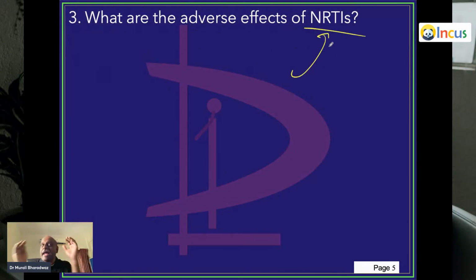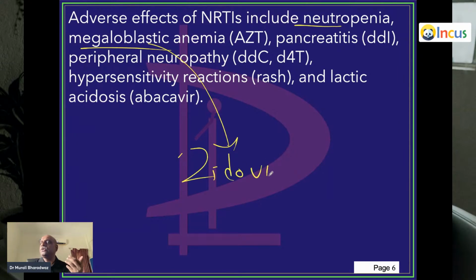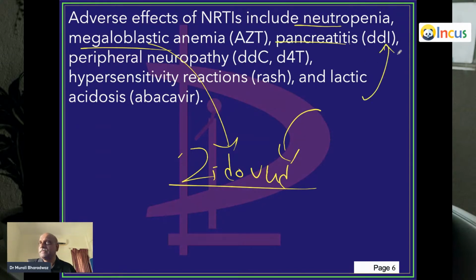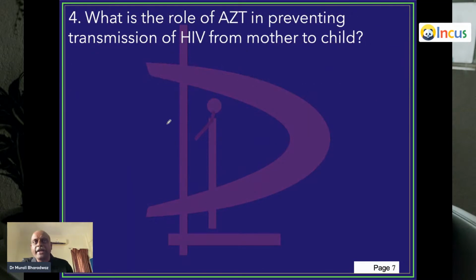What are the class-specific adverse effects of NRTIs? Neutropenia, megaloblastic anemia, especially zidovudine, is notorious to lead to development of bone marrow suppression. Pancreatitis, didanosine, peripheral neuropathy, hypersensitivity, lactic acidosis, especially with abacavir. They're all the important side effects. Specifically, you need to remember. If you look at the most recent NEET PG 2023 exam, so many questions on HIV. So you have to be 100% sure, doctor.